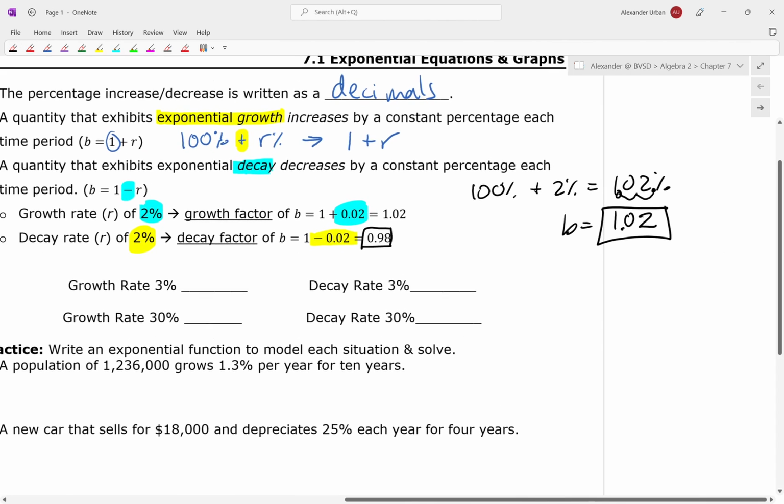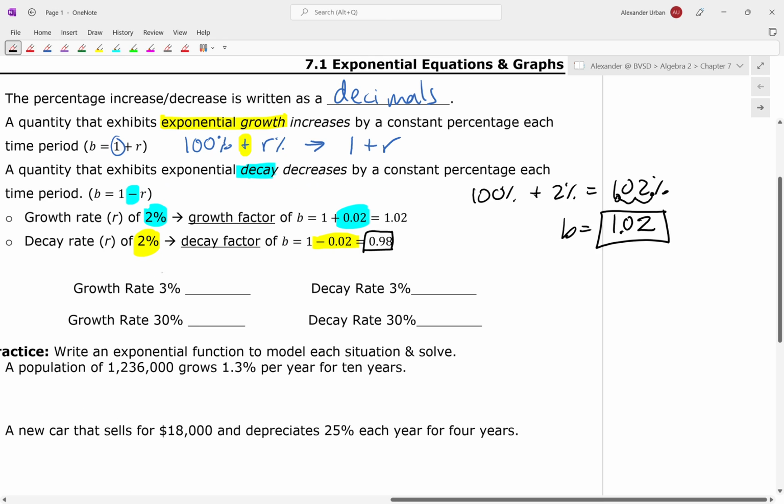So let's try it a couple times. A growth rate of 3% is 0.03, I apologize. So it should be 1.03 as our growth factor. A decay rate of 3% is going to end up as 0.97. A growth rate of 30% is actually 0.3, so I'm going to add it onto 1, so it's 1.3. The decay rate of 30% is 0.3, but this time it's going to be negative, so it ends up as 1 minus 0.3, which is going to be 0.7.